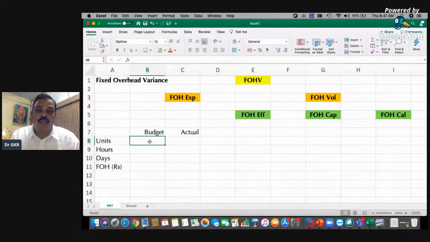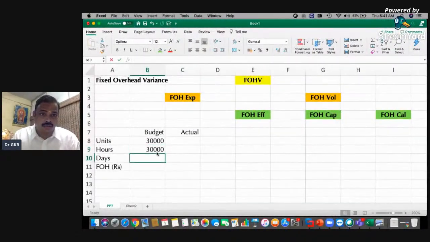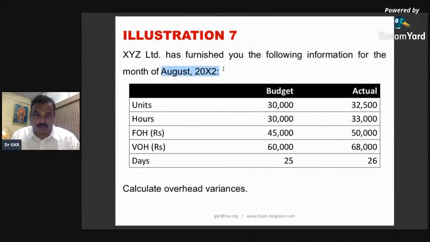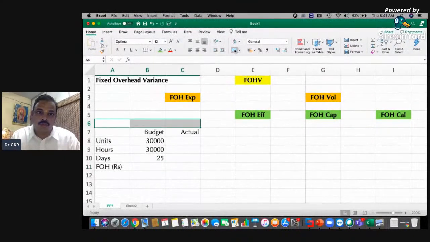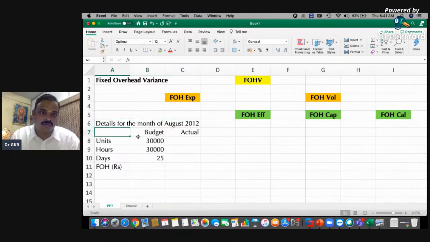So what are your units? 30,000. What are your hours? Hours is also 30,000. What are your days? 25 days. It is actually per month, for the month of August. Please look at this. Details for the month of August 2012. So this is what they have given, guys.